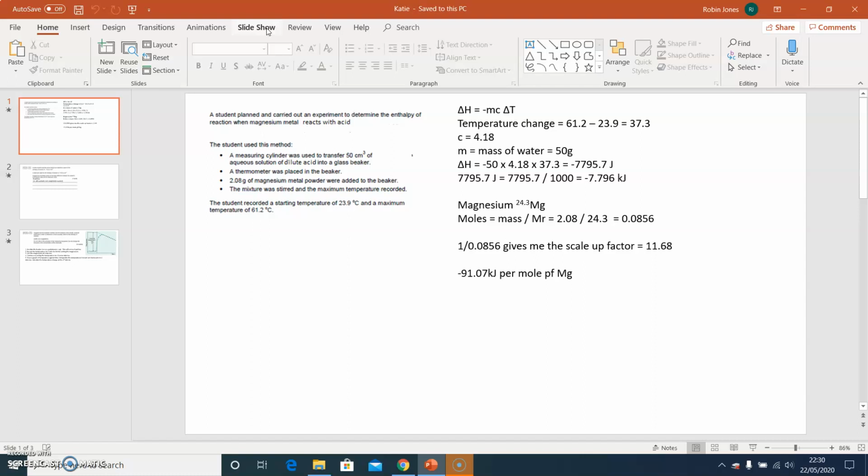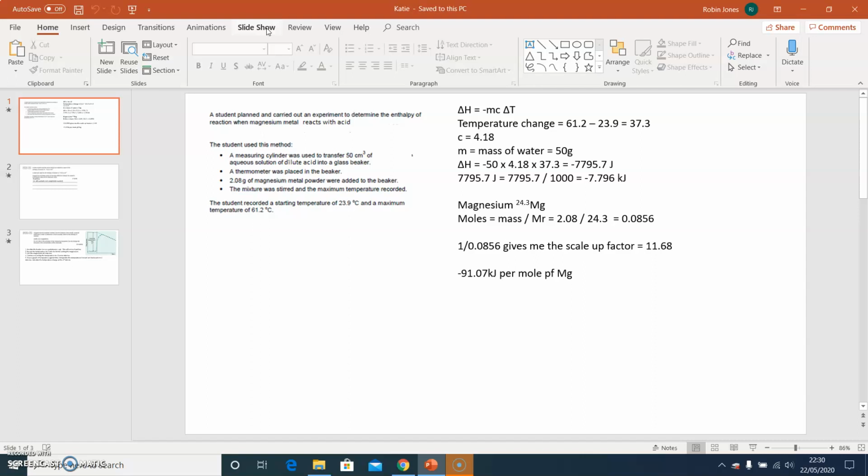It's a heavily disguised calorimetry question. Where are your clues that it's calorimetry? Well, you've got a beaker. You've got something that's watery put into the beaker. 50 centimetres cubed of aqueous means it's water. Dilute means that there's a lot of water, a little bit of acid, but a lot of water. So I've got 50 centimetres cubed of mainly water in a glass beaker. I've got a thermometer in there and I've got the temperature change because I've got the starting temperature and the finishing temperature.